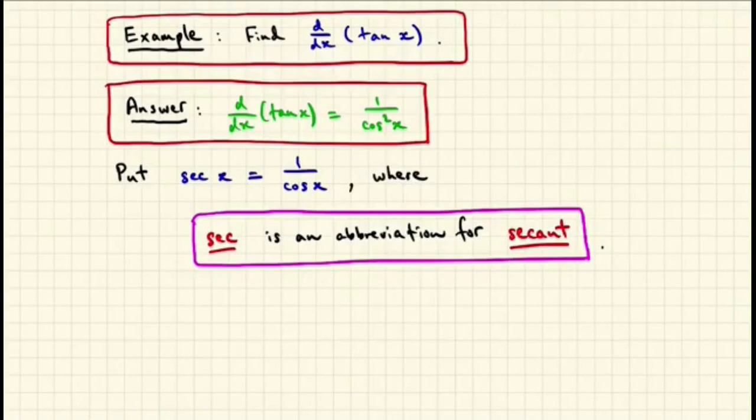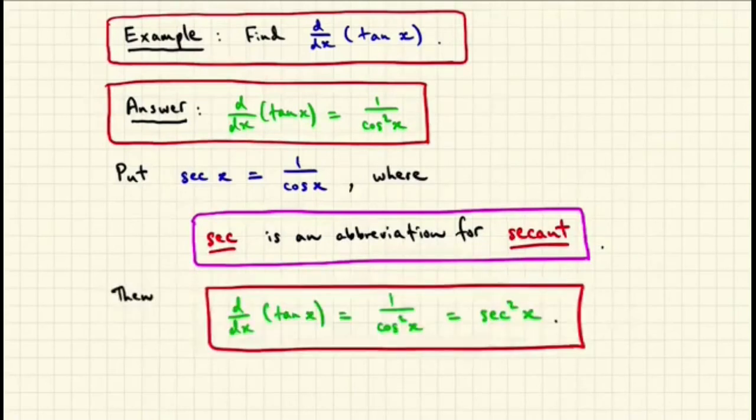In this new terminology, the derivative of tan x becomes the square of sec x, which is written as sec squared x. You can continue to think of the derivative as 1 over cos squared x if you like, but you'll almost certainly see the sec notation in your mathematical travels. The secant function simply reciprocates the value of the cosine function.